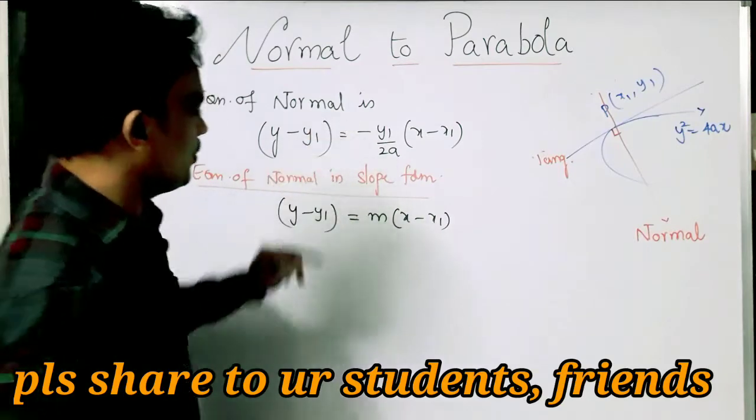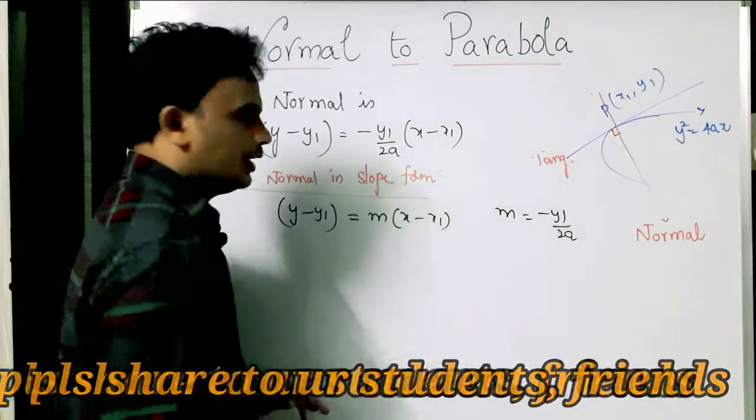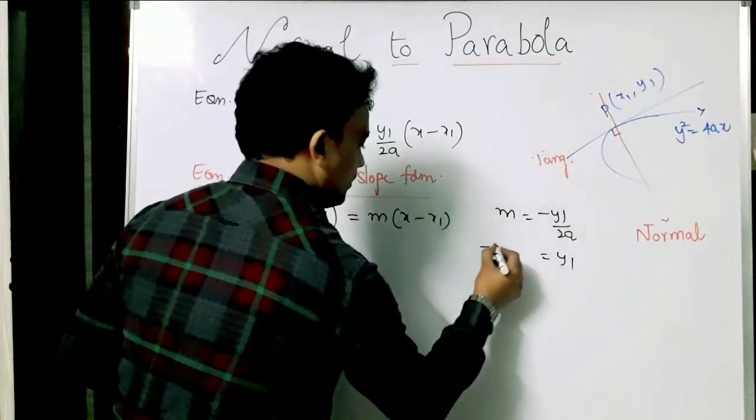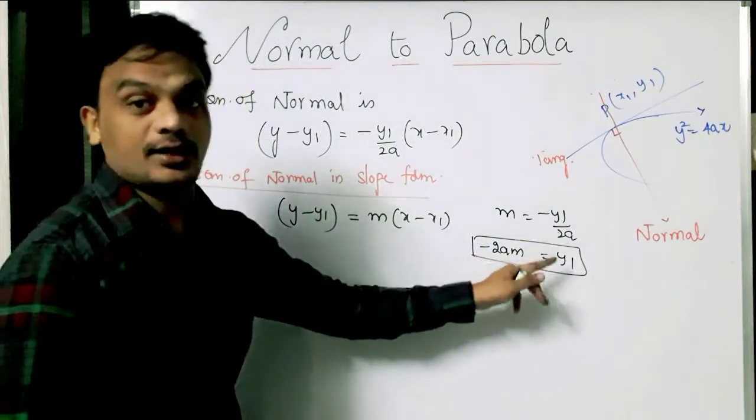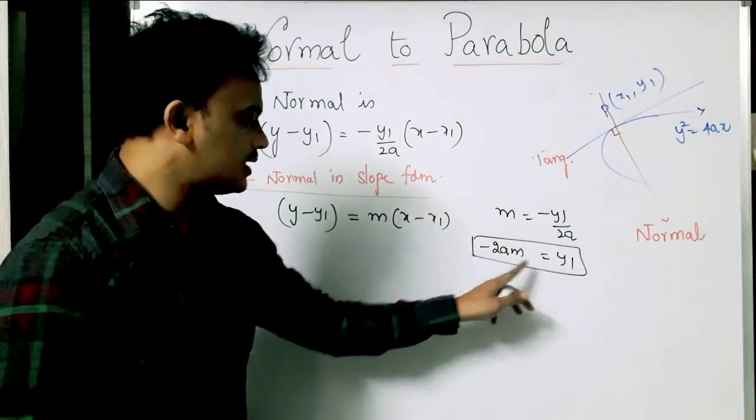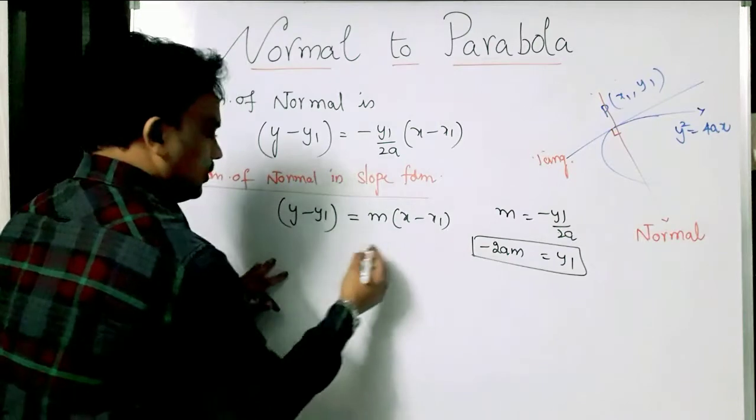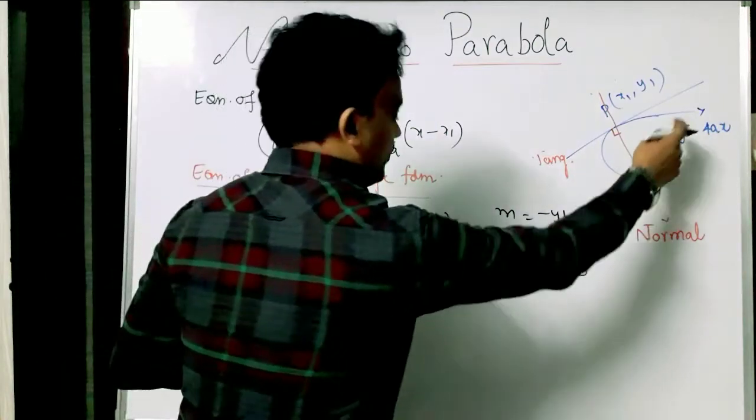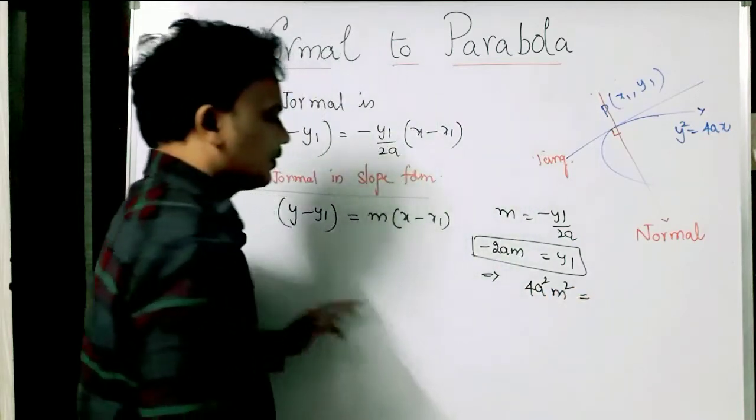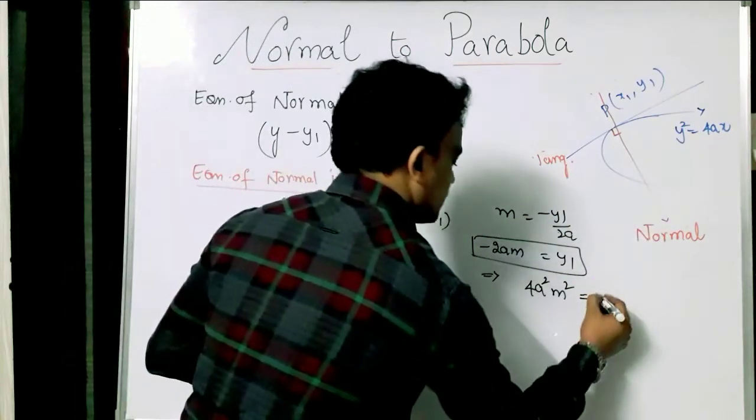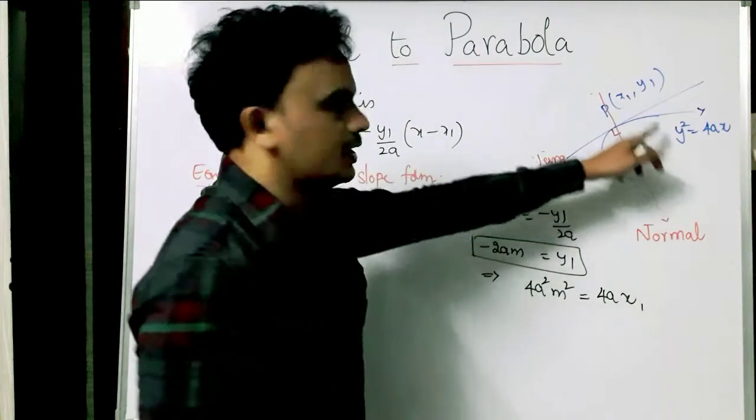Here, what is the slope? m equals minus y1 by 2a. So what is the y1 value? Minus 2am. Please observe this. I am going to find the point in terms of slope. y1 is minus 2am. This y1 value is substituted in the parabola, so I get y1 square, that means 4a square m square. y1 square equals 4ax1, as the point lies on the parabola.